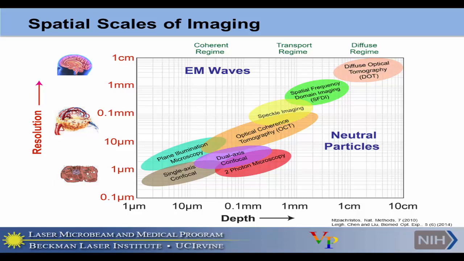So when this length scale is small, we have to consider electromagnetic waves for modeling. But when the depth scale is bigger, we can consider light as neutral particles and use RTE or Monte Carlo simulation for that region. So I'm going to concentrate on electromagnetic waves for this modeling.